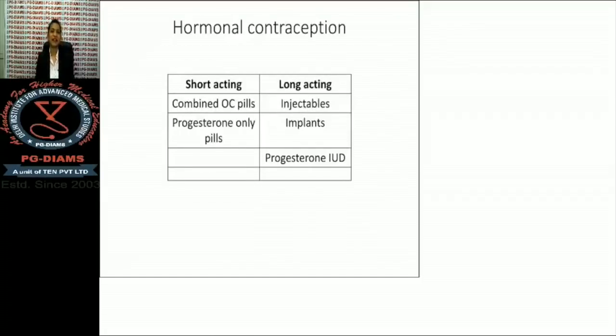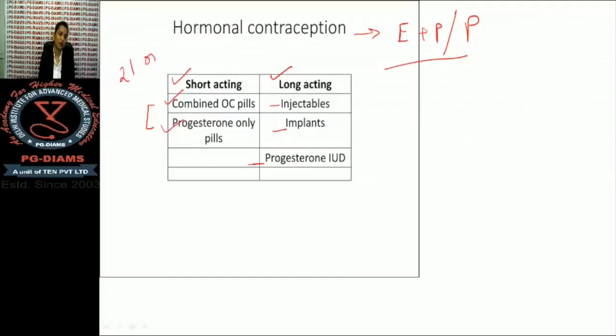Now, they can be broadly classified. We are only talking about hormonal contraceptions which contain E plus P, estrogen plus progesterone, or only progesterone. Short acting ones and long acting ones. The short acting ones are orally given: combined OC pills and progesterone only pills. Then there are long acting ones: injectables, implants and progesterone IUD. Between these two you have to remember that combined OC pills are given cyclically. You give them for 21 or 24 days depending on the dosage and you give a 1 week gap, while progesterone only pills are to be taken daily without any gap.